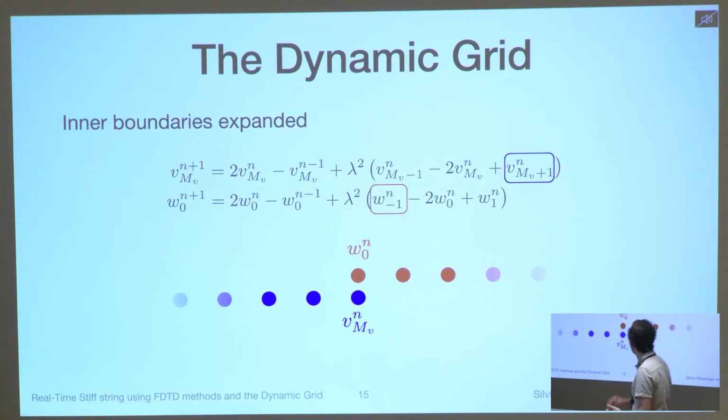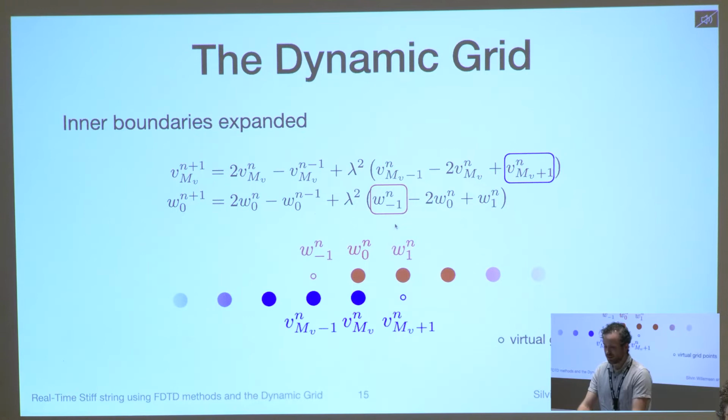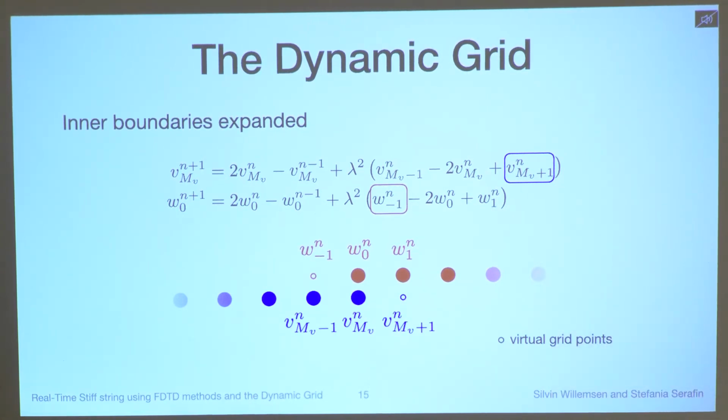So if we expand the inner boundaries to their update equations, we can now see that we have two grid points here, which are undefined. They are outside of our range of calculation, so MV plus 1 and W minus 1. These are referred to as virtual grid points, and we need to find definitions for these in order to solve the system. So what we can do as a starting point is set these to be equal to the state of a point of the other system. So we can set V_{MV+1} to be W1, and the same for W minus 1 the other way.